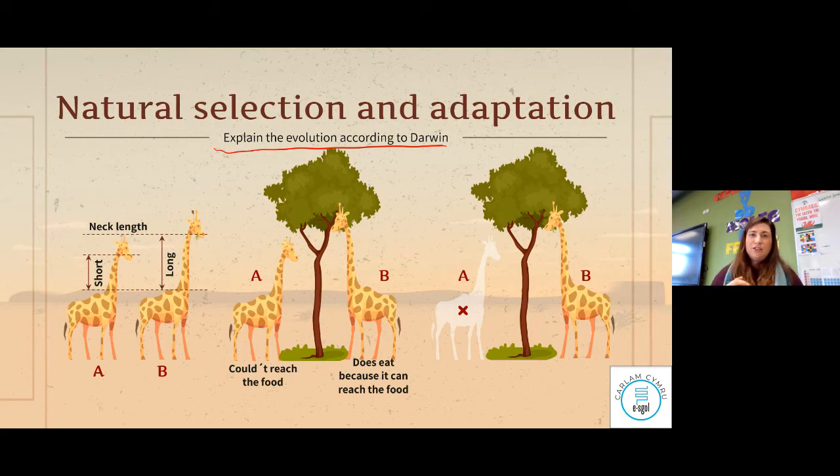Okay, I think you've had a chance, so you will have seen all the information here. It's just about thinking about how you would word that. So we're looking at a short neck length and a long neck length. The longer neck is able to reach higher in the tree and is able to get access to more of the leaves, which enables it to survive and reproduce. That allele is then passed on to the offspring, meaning that the allele for short neck dies out.